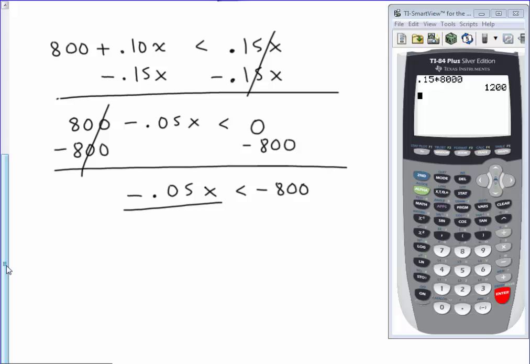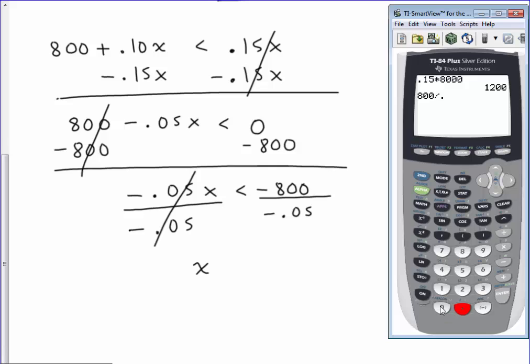And then divide both sides by negative 0.05. Doing this, those cancel. You're left with x on the left. We want to divide that on the calculator. We know it would be a positive, so we can just divide 800 by 0.05. That would leave us with 16,000. And then on this problem, we've divided both sides by a negative number, so your inequality symbol needs to switch direction.